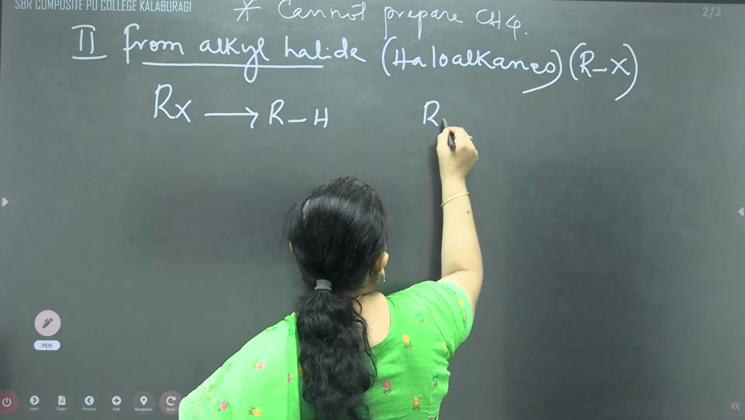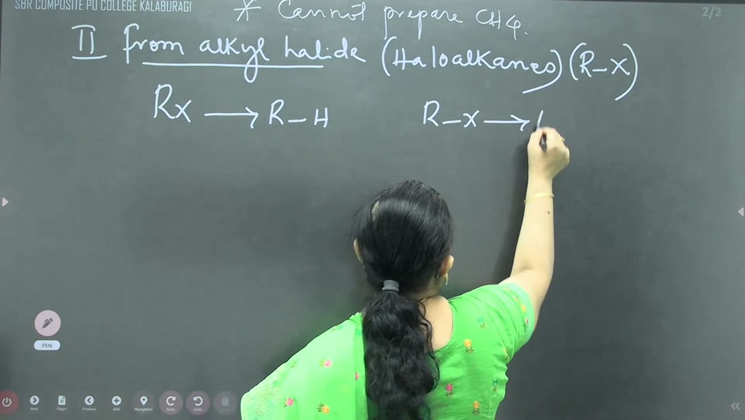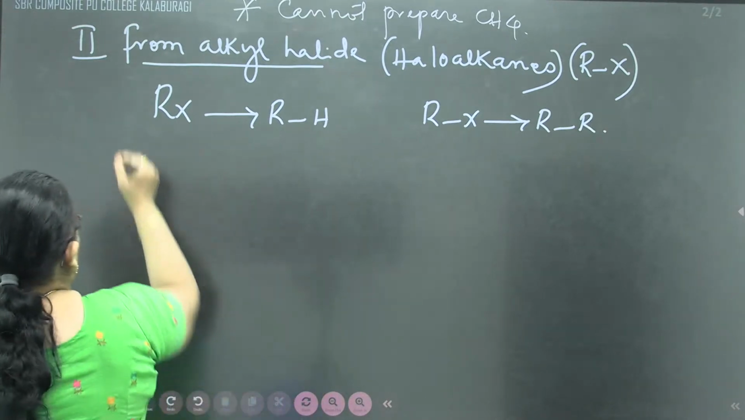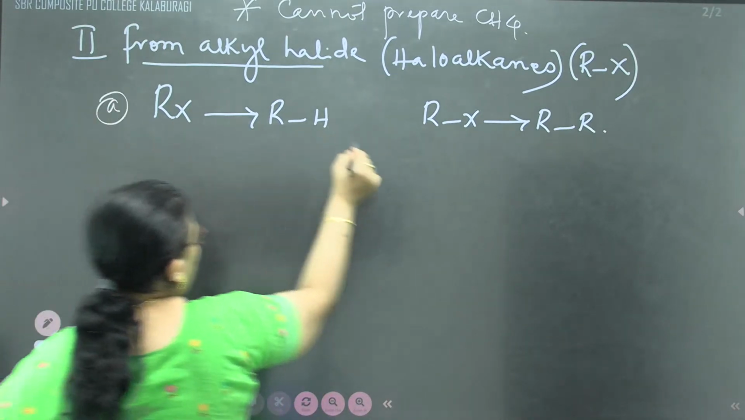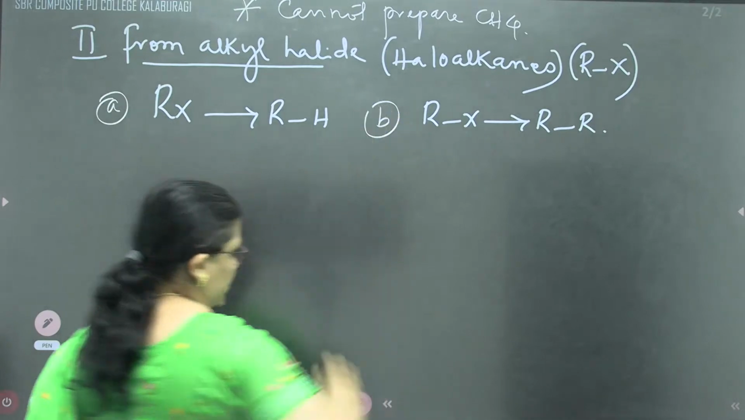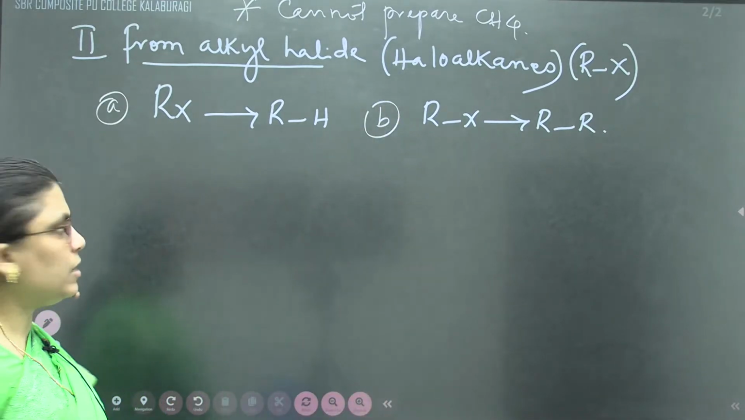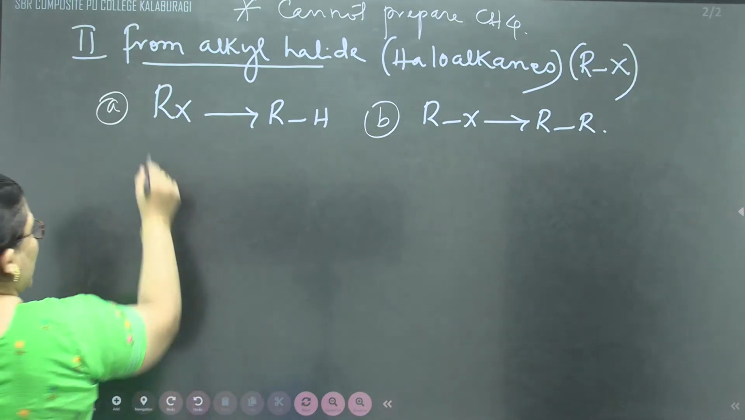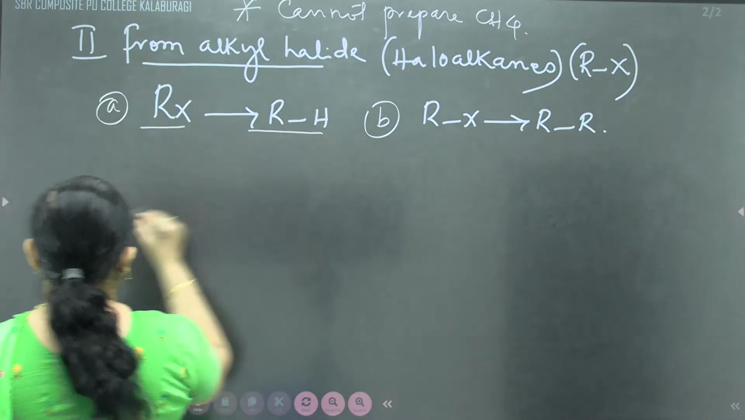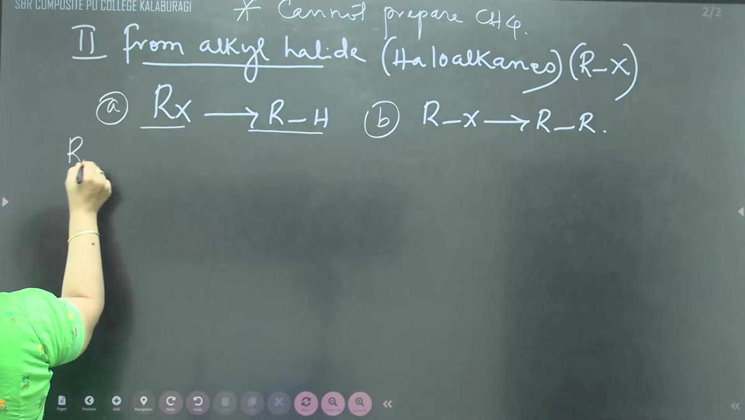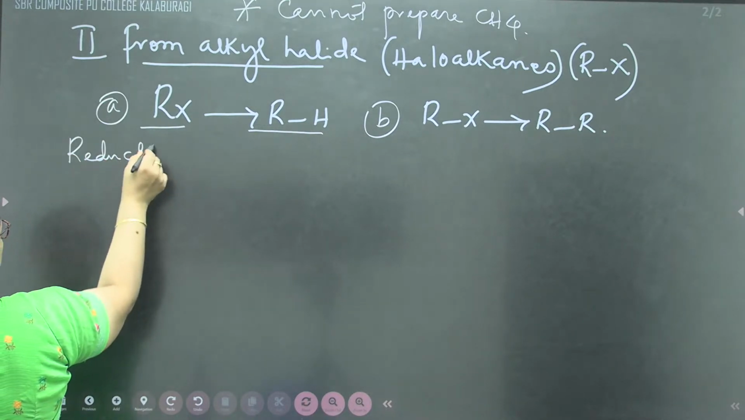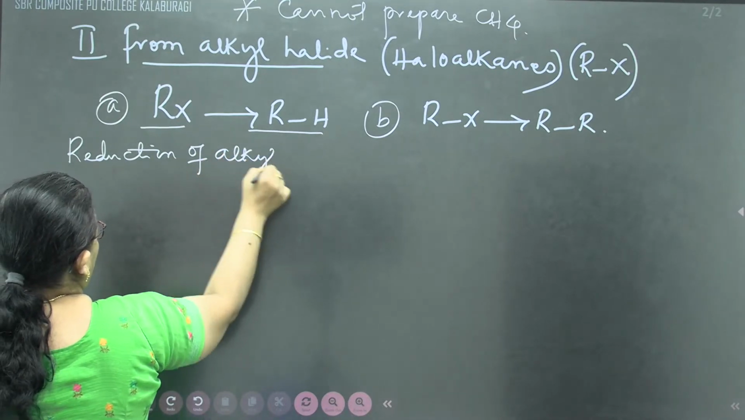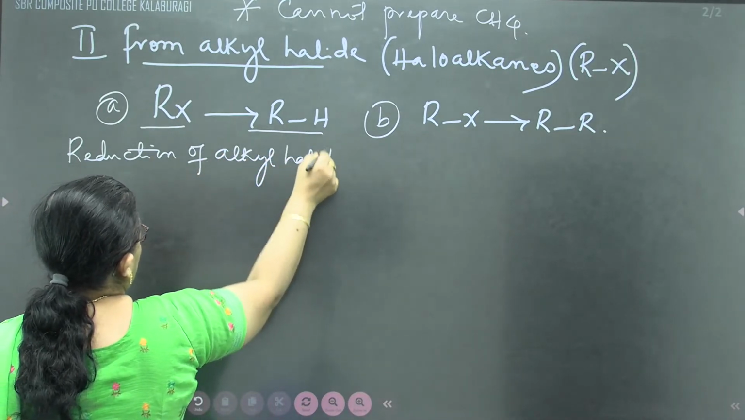Another point: RX can be converted into R-R. These are the two ways by which we can convert alkyl halide to saturated hydrocarbon. Both are going to start from alkyl halide. First, reduction of alkyl halide or haloalkane.